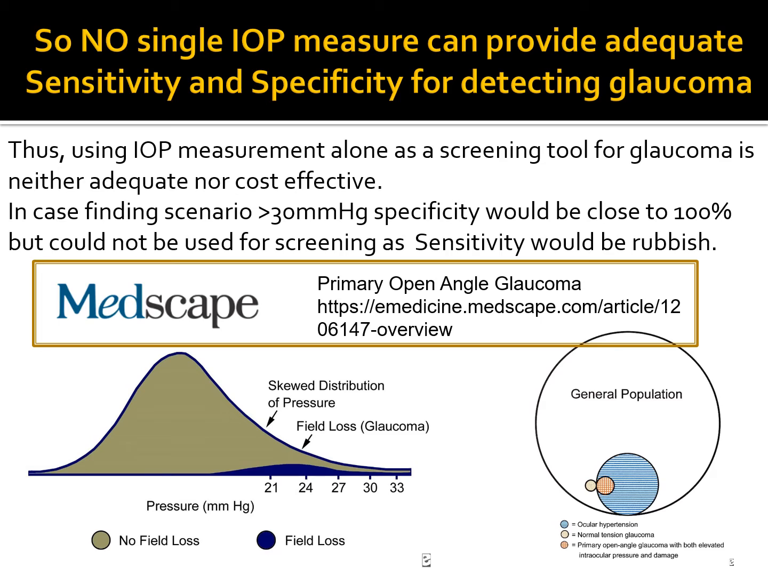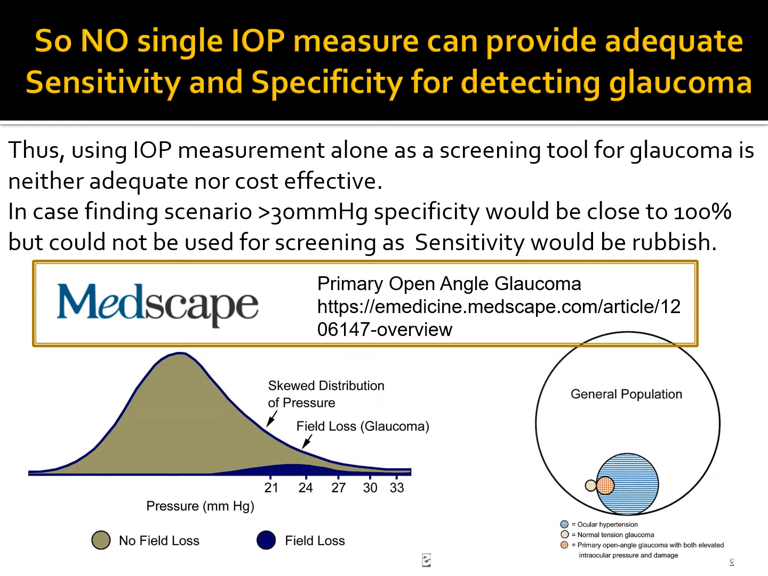So again, no single IOP measure can provide adequate screening, and Medscape, it's a very good resource, incidentally. You have to register with it, but it's really worth it. It's an American site, so sometimes when it quotes drugs, they might be different to the ones we can use in Britain, but the principles are all great.